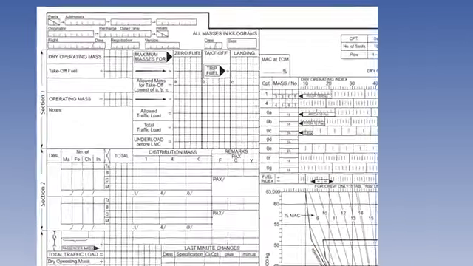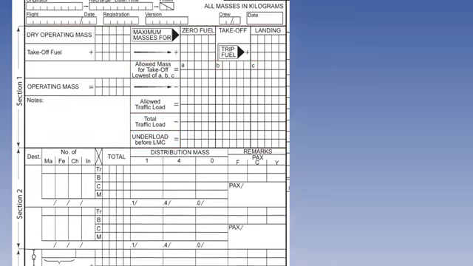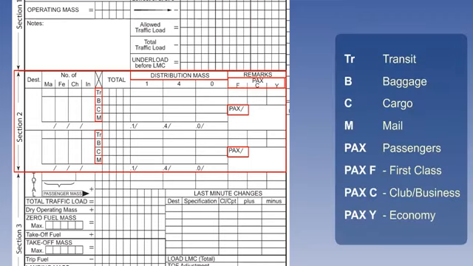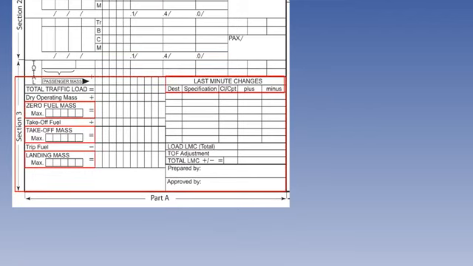Part A is split into three sections. Section 1 is used to establish the limiting takeoff mass, maximum allowable traffic load, and any underload before last-minute change. Section 2 shows the distribution of the traffic loads and includes some abbreviations, which are shown on screen. As a reminder, the abbreviations are in CAP 696, which is available during exams. And Section 3 is a summary of the loading, including a check that limiting values are not exceeded.